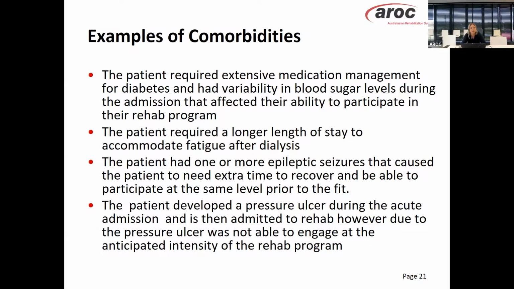The last example we have is the patient developed a pressure ulcer during the acute admission and is then admitted to rehab. However, due to the pressure ulcer, was not able to engage at the anticipated intensity of the rehab program. So just important to note, despite the fact that the pressure ulcer occurred during the one hospital admission, it occurred prior to their rehab program, so it does come in as a comorbidity. And when you're listing comorbidities, it does provide a bit more information about the complexity of this patient's rehab admission.